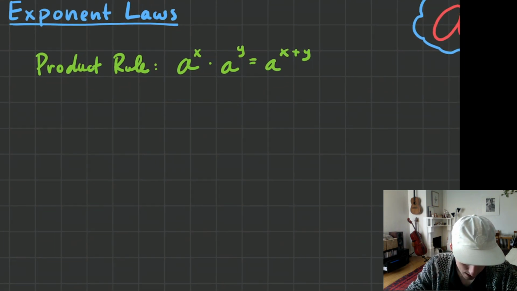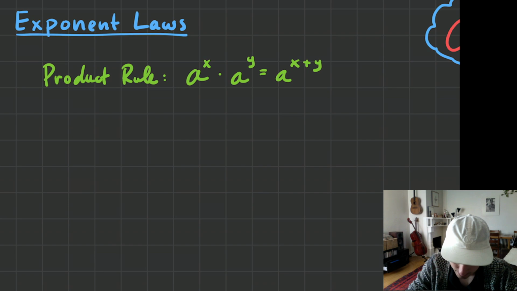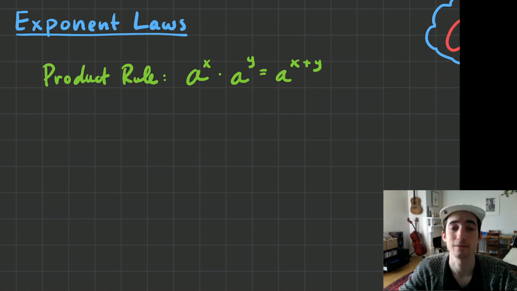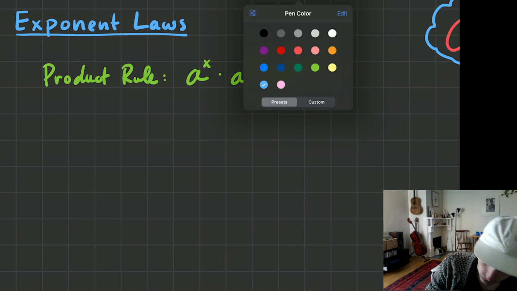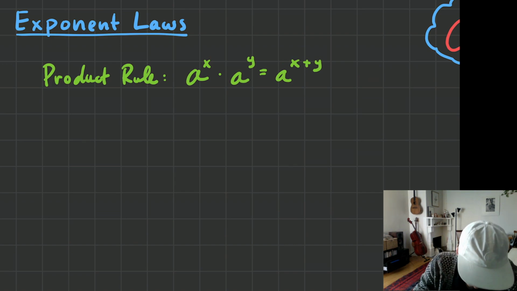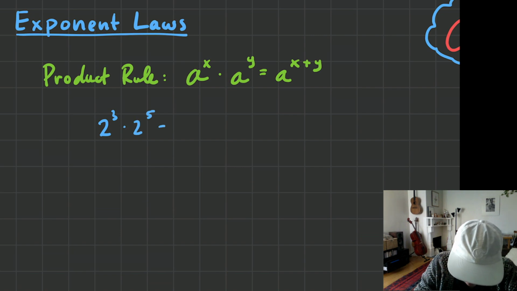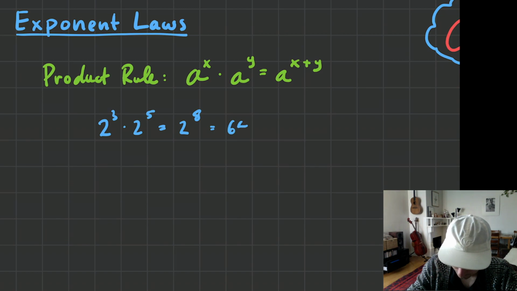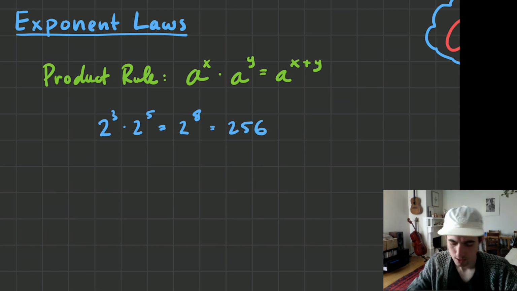Okay. Anyways, the product rule. If the two bases are the same, then we add the exponents when we multiply them together. It does not work if the bases are different. The bases do have to be the same. So I'll give you a quick example. Like 2 to the power of 3 times 2 to the power of 5 is equal to 2 to the power of 8. Okay, which is, what is that? I think it's 64. No, it's not. It is 256. Yeah. Okay.